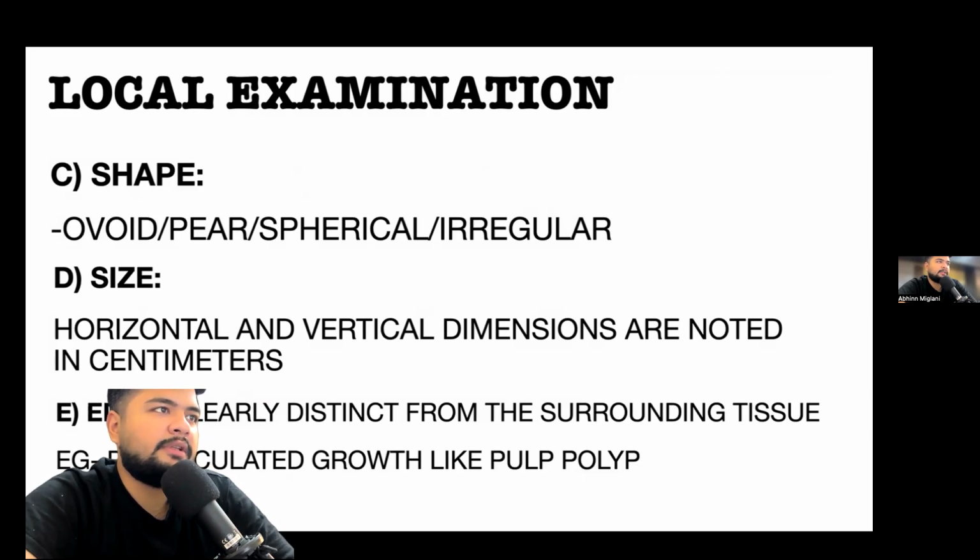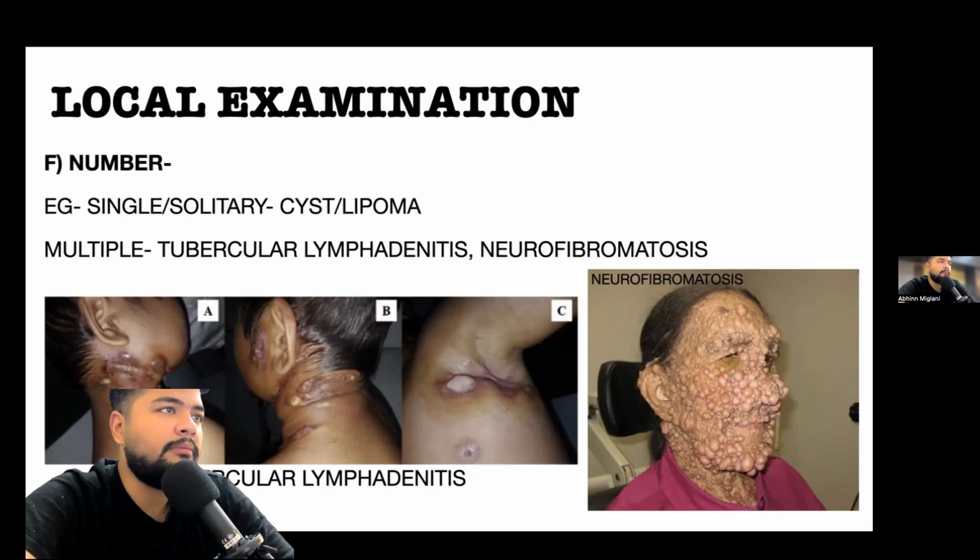In the local examination, on the third point, we will be checking the shape. Is it ovoid, pear, spherical, irregular? Then size, horizontal and vertical dimensions are noted in centimeters. Edge, which is clearly distinct from the surrounding tissue, for example, a pedunculated growth like a pulp polyp.